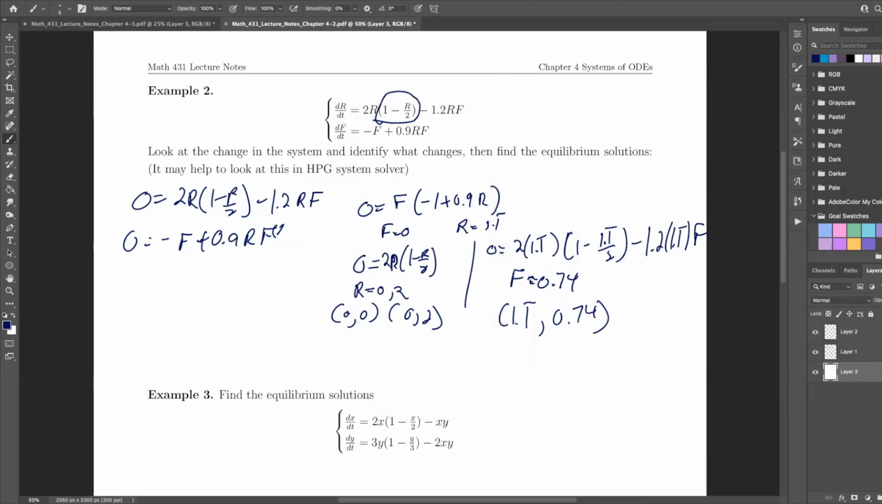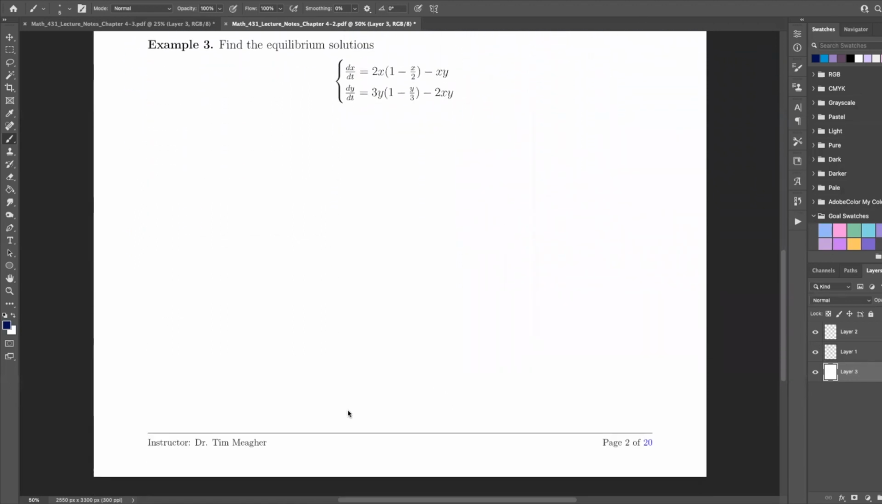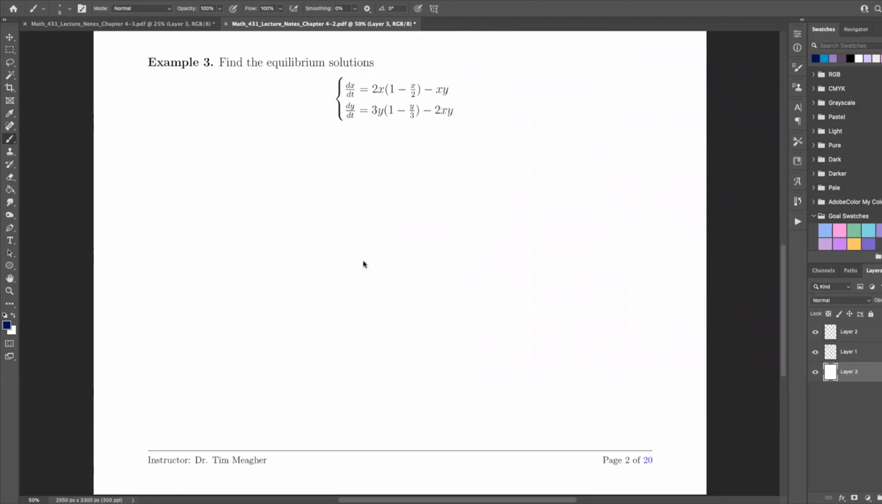Okay, so let me do one more thing with you for the equilibrium solution. I want you to get used to finding equilibrium solutions. So here's something that's a little bit more complex, right?